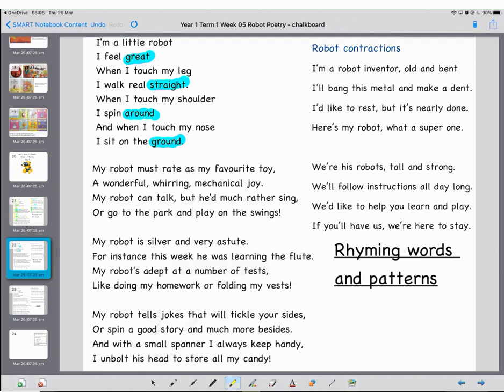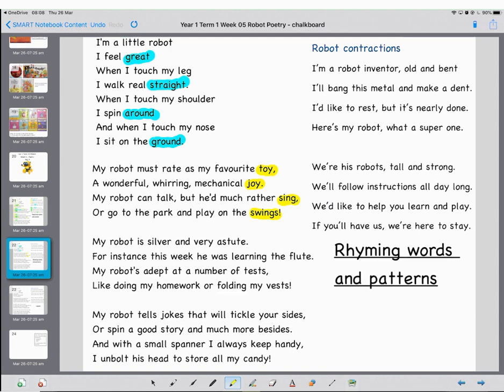My robot must rate as my favourite toy, a wonderful whirring mechanical joy. So toy and joy. My robot can talk, but he'd much rather sing or go to the park and play on the swings. So sing and swing. Swings, it's cheating a little bit, but it still rhymes.